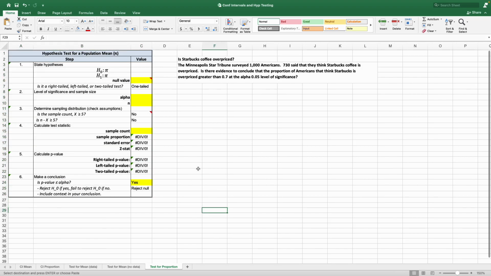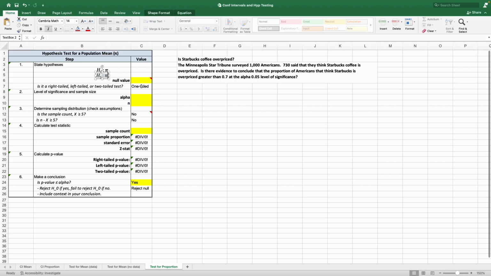Okay, just like the other files, we just need to input the highlighted parts of this file and write our hypotheses. Okay, so we have our Starbucks is overpriced. 730 think that Starbucks is overpriced. Is there evidence to conclude that the proportion of Americans that think Starbucks is overpriced is greater than 0.7 at the alpha equal 0.05 level of significance.